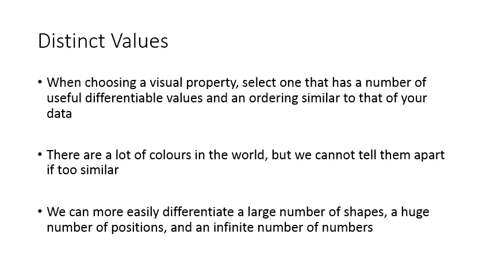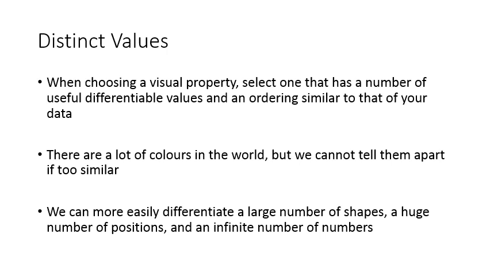So we talked about distinct values already. When choosing a visual property, select one that has a number of useful, differentiable values and an ordering similar to that of your data. Before you go making a chart or a graph, look at the number of data points that you have, and based on that, that will help you limit the type of encoding that you're going to use.